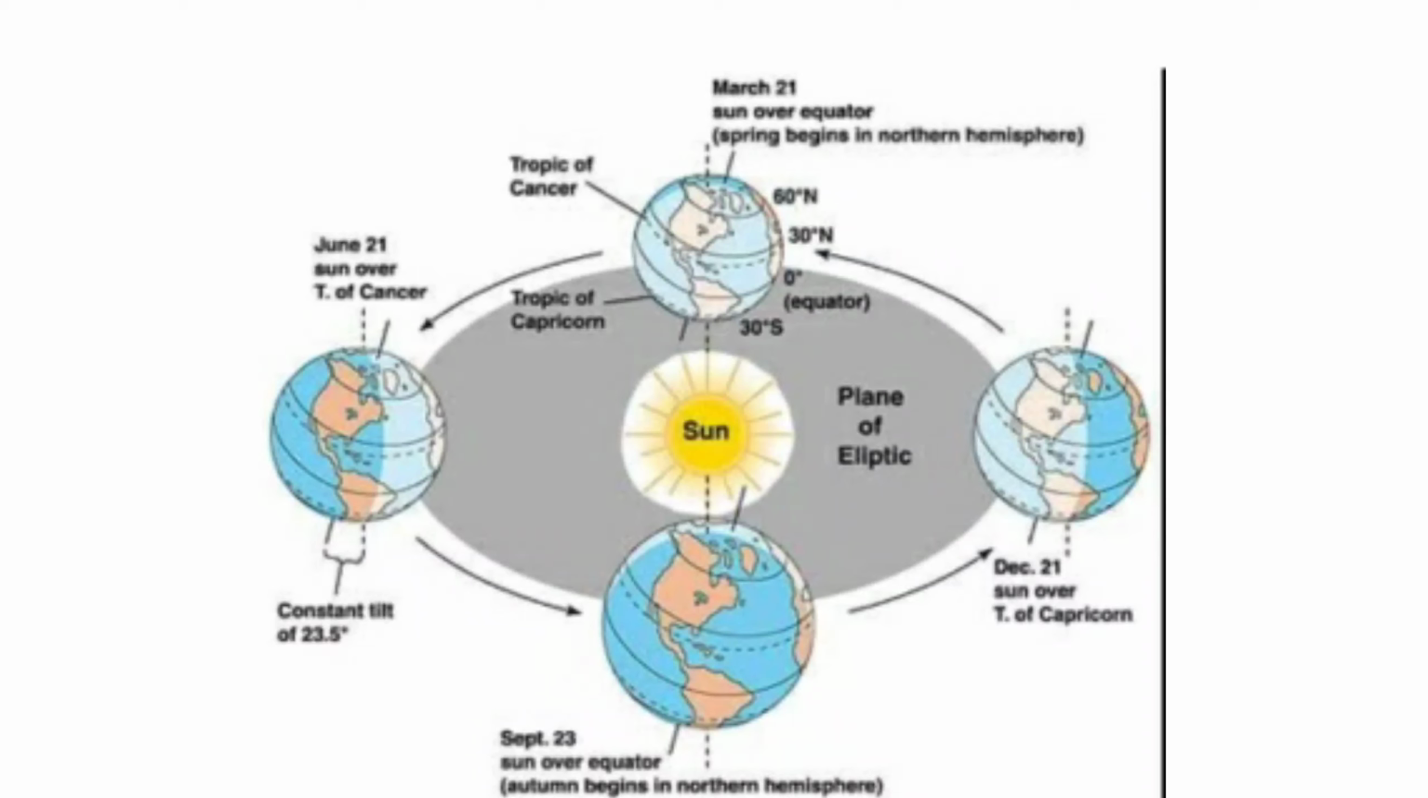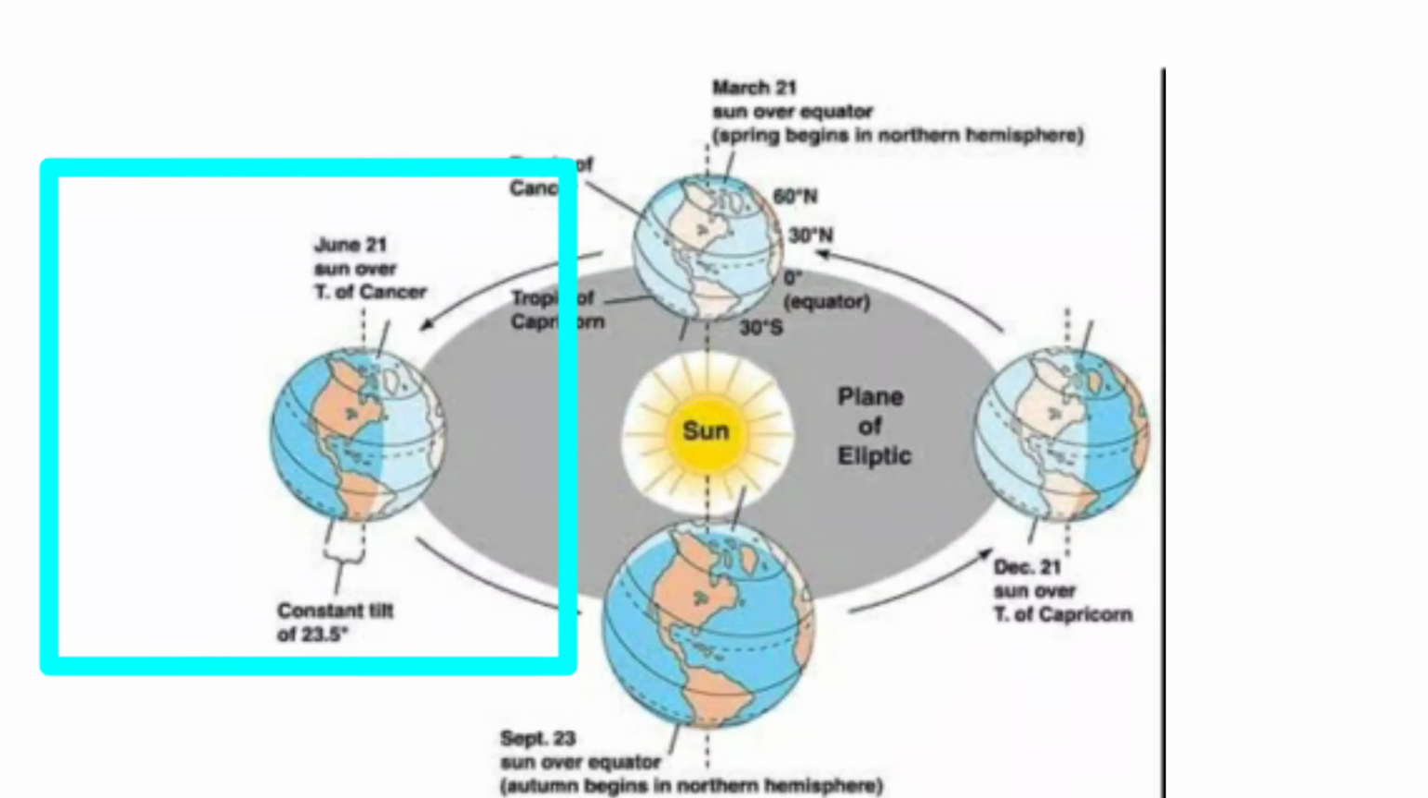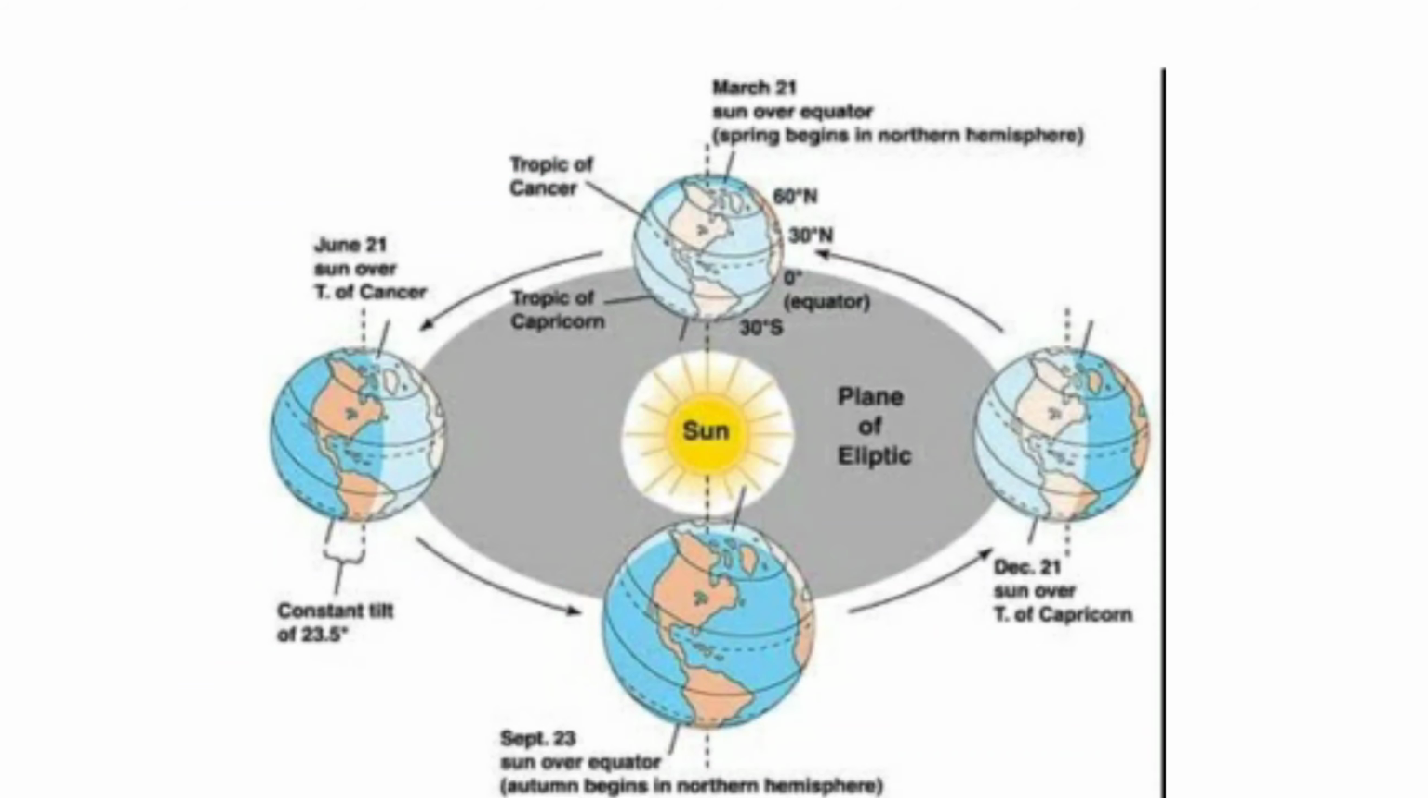So now I will be showing you the four positions of Earth while revolving around the sun. In the first position, the equator is not directly exposed to the sunlight, and the south pole is away from the sun compared to the north pole. So the north pole experiences summer at this time and the south pole experiences winter at this time.